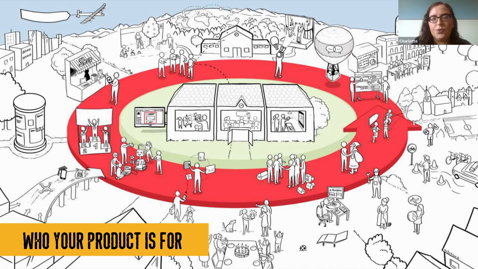And another use of it is, for example, make a picture about who your product is for. What are the different target groups, different user groups? What can they do with your product? What are the differences in using that for different groups? And you can make a big picture about that.